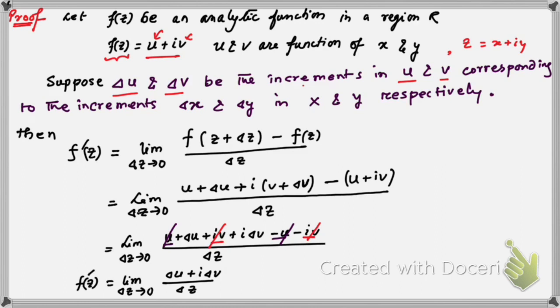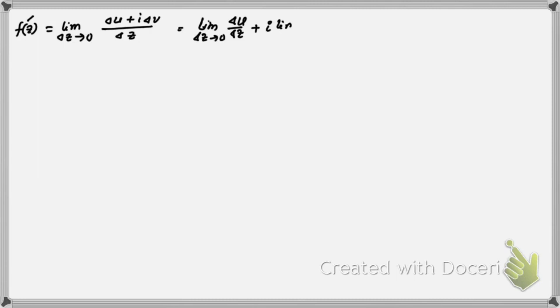Now we have got this. Let me copy this and go to the next slide. Here you see, this is the last step we have got. Now it can be written this way: limit delta z tends to 0 of delta u by delta z, plus i limit delta z tends to 0 of delta v by delta z, right? Let me take this one as equation number 1.